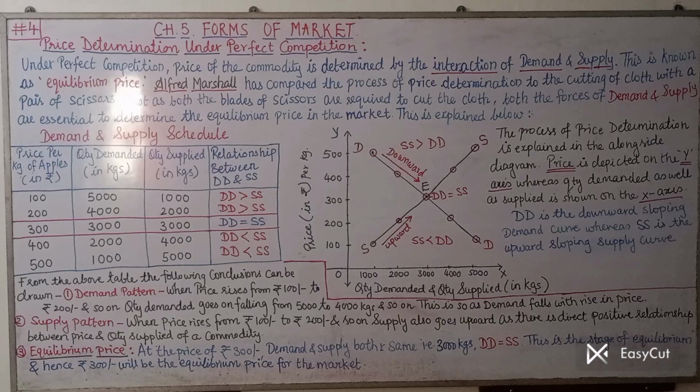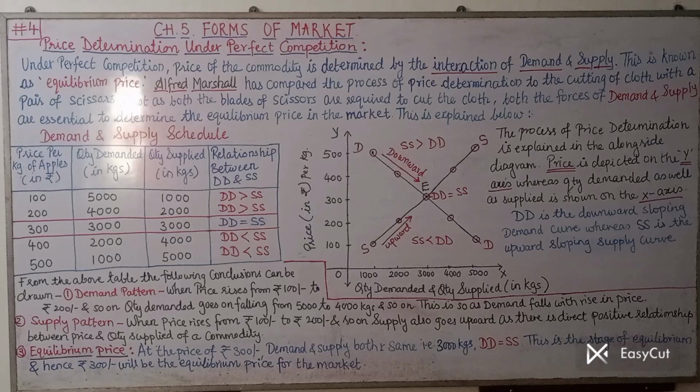Only add 110. Price is 100, supply 1000. Price is 200, supply 2000. Price 300, supply 3000. That means price and supply, both the variables move in the same direction, and hence we say price and supply have direct positive relation. Direct.